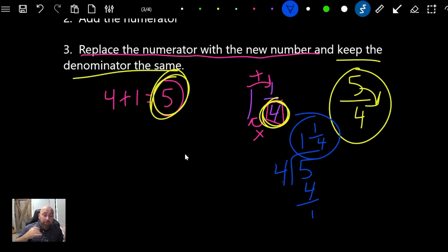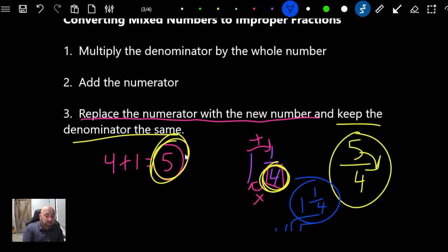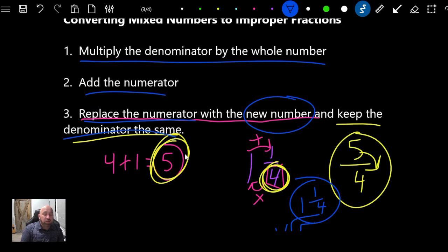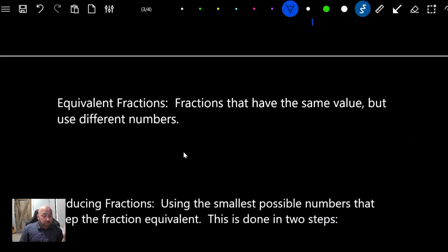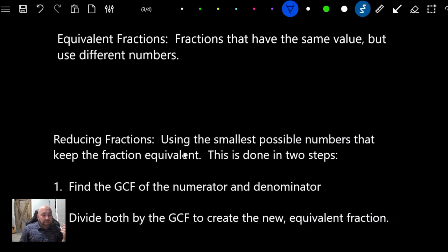The way that you do that is by following these simple steps. Multiply the denominator by the whole number, add the numerator, and then replace the numerator with the new number, and then you keep the same denominator. And then to change it back, if you want to, you would just divide, and it goes back to a mixed number. All right, last thing here is we will talk about equivalent fractions and reducing.